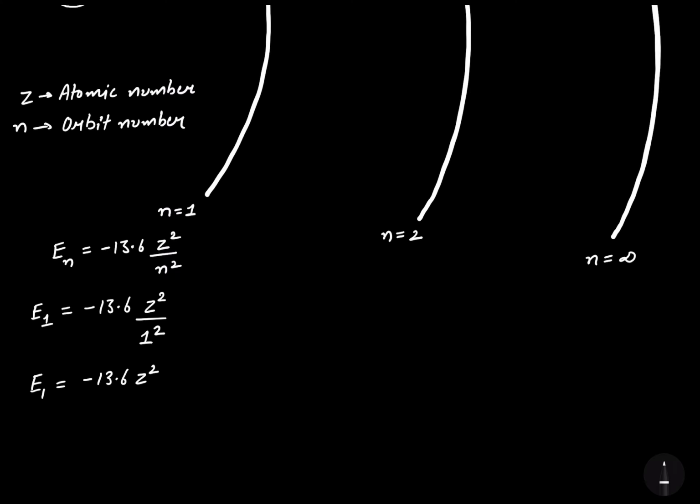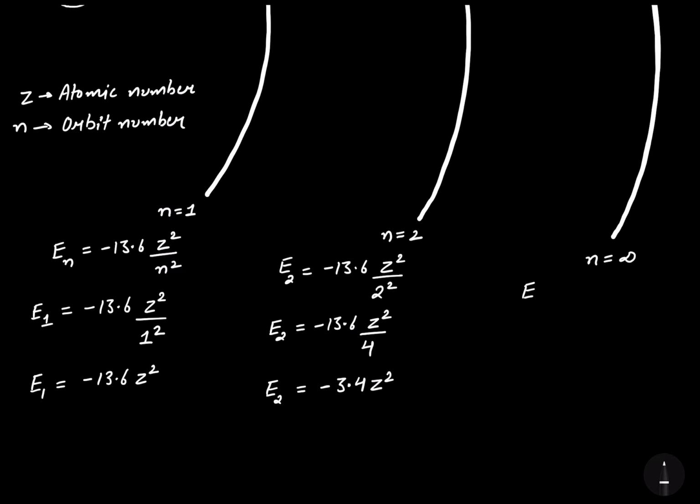Now let's calculate the energy for the second orbit. So the energy of the second orbit comes out to be minus 13.6 Z square divided by n square, where n is 2 for the second orbit. So it comes out to be 2 square, which is 4. So the energy of the second orbit comes out to be minus 3.4 Z square.